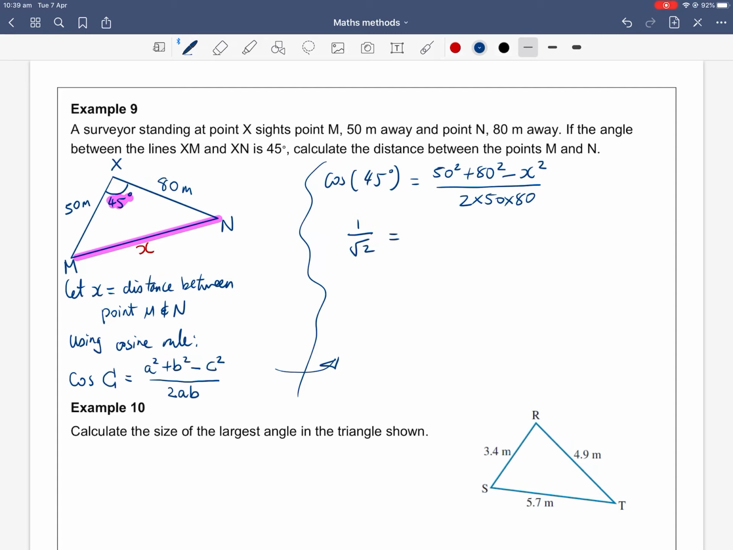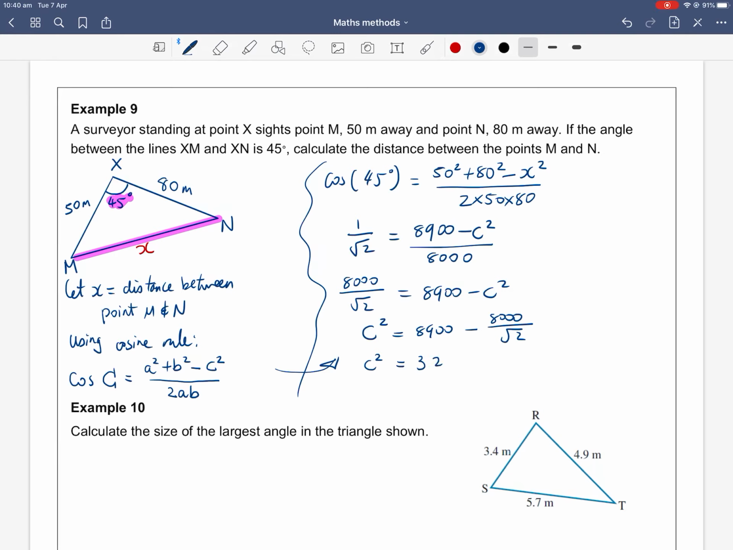So cos of 45 is 1 over √2. 50 squared plus 80 squared gives you 8,900, minus C squared, divided by twice 50 times 80, which gives you 8,000. Rearranging to get C squared, so what we have? We have 8,000 over √2 is 8,900 minus C squared. So C squared is 8,900 minus 8,000 over √2.